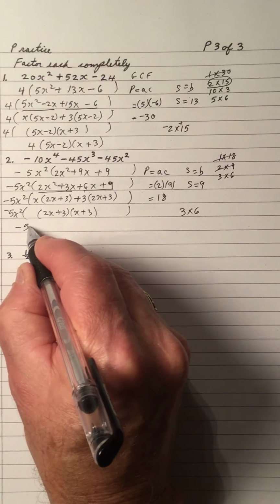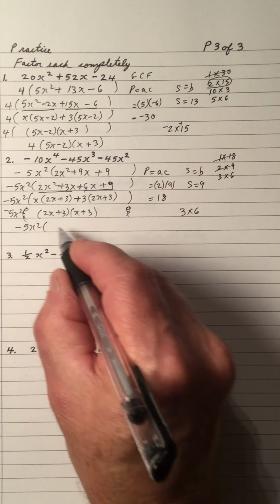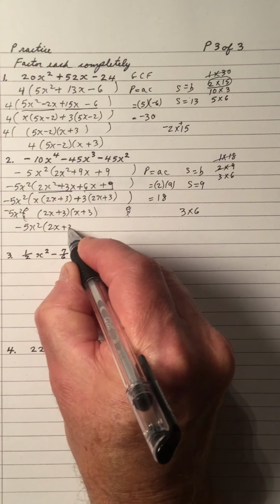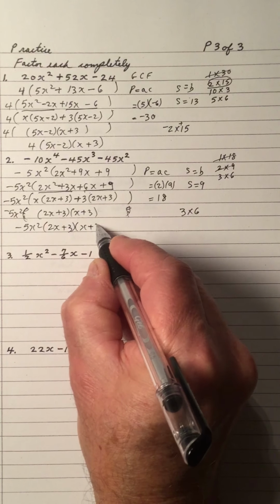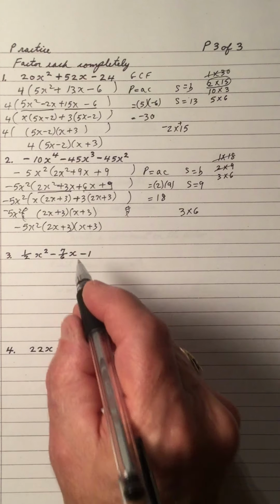And the final answer, write it up neater. Remember, these brackets you can drop. So it's 2x plus 3 and x plus 3. Factored fully. Number 3, we have a fraction.